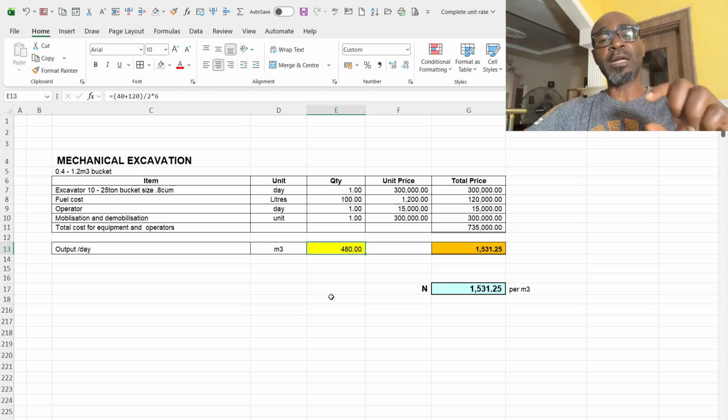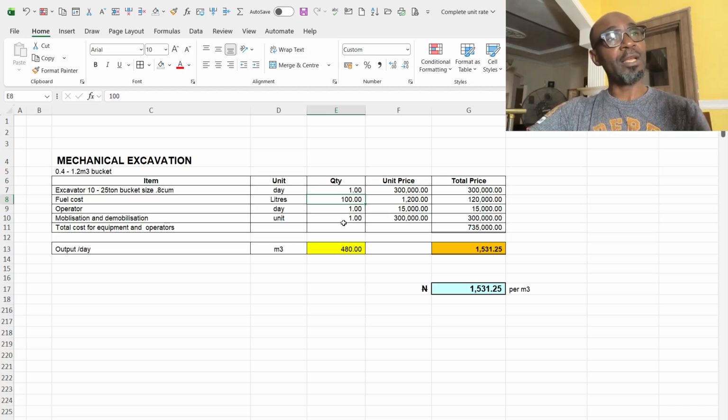Before we come to the total, to come to what the cost will be, let us look at what I did consider. I considered an excavator, and the cost of that excavator is 300,000 naira per day. Then the fuel consumption for that one day is 100 liters. This 100 liters is not static. If the machine is newer, the consumption of fuel will be less. If the machine is getting older, it will consume more diesel. So the health of the machine also determines what the consumption will be.